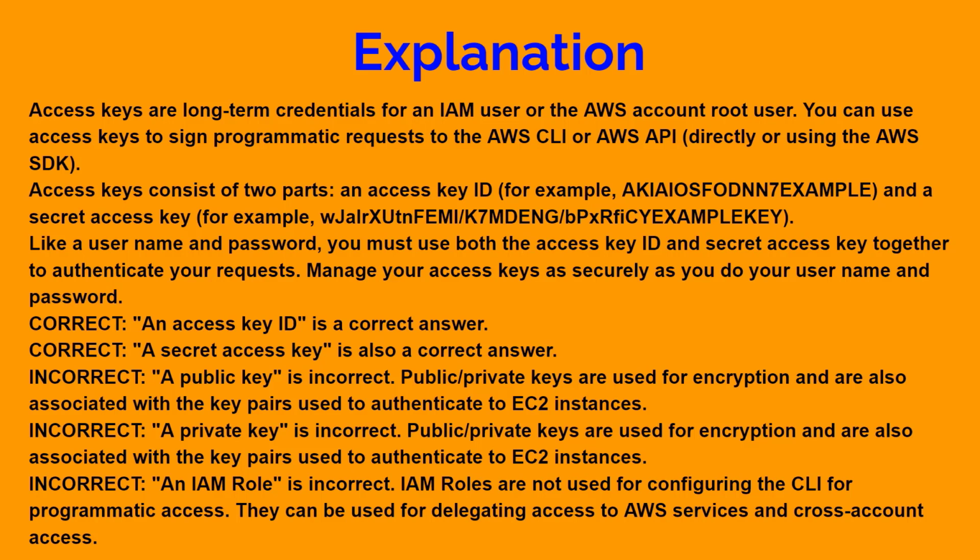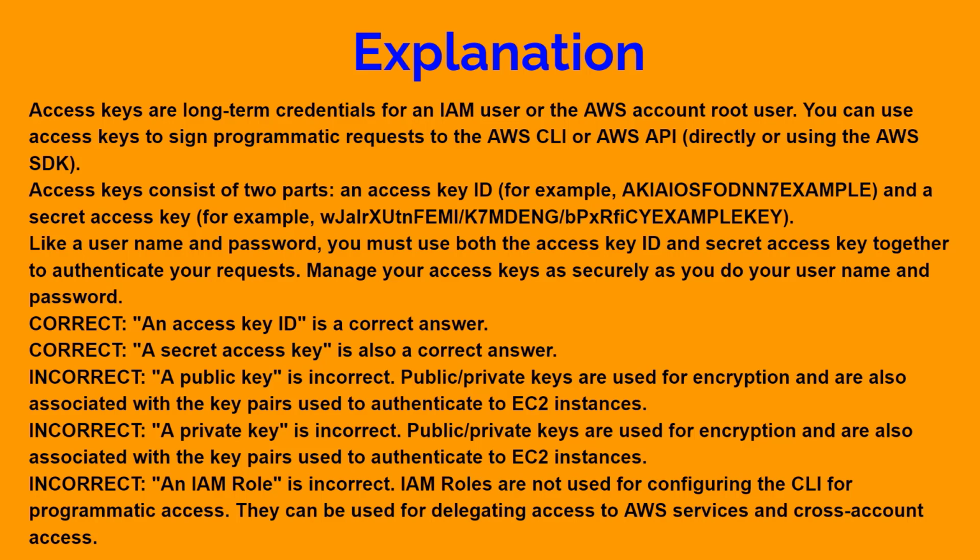Access keys consist of 2 parts, an access key ID, for example, an example ID, and a secret access key, for example, an example key. Like a username and password, you must use both the access key ID and secret access key together to authenticate your requests. Manage your access keys as securely as you do your username and password.